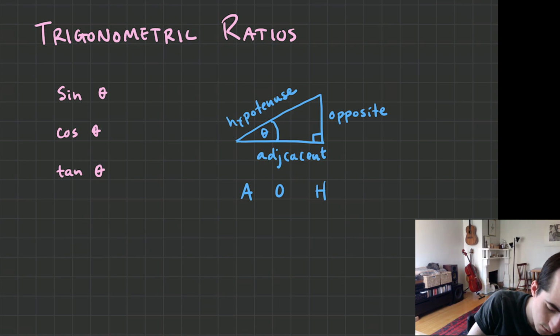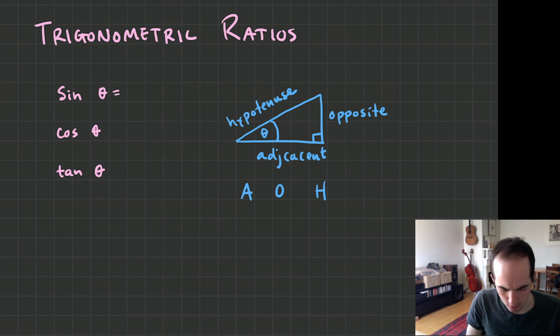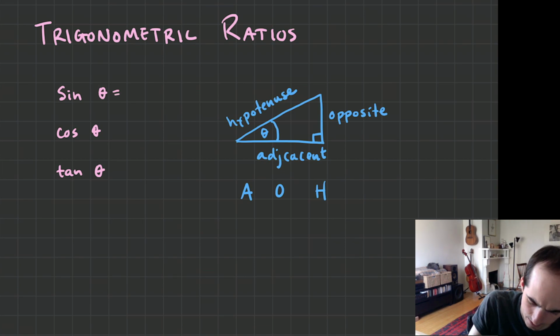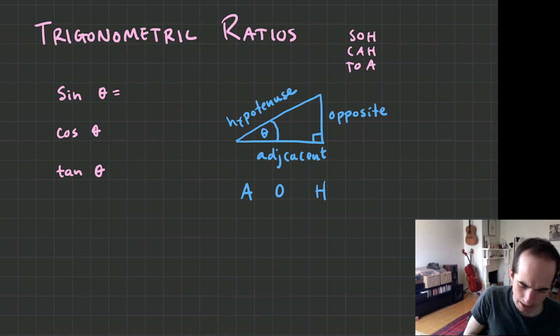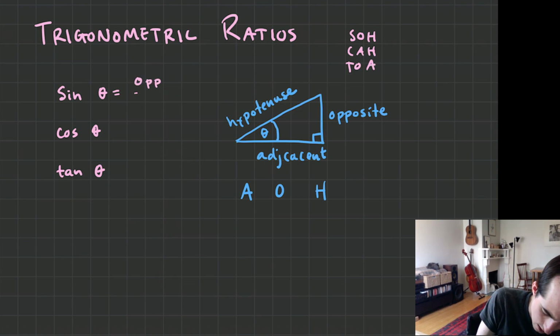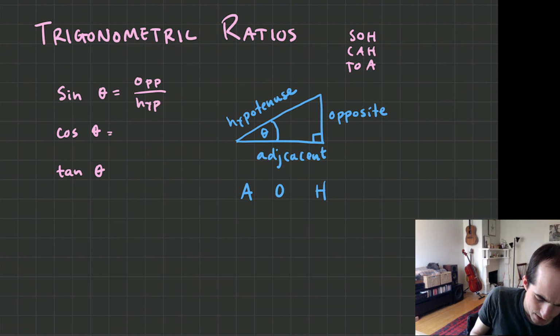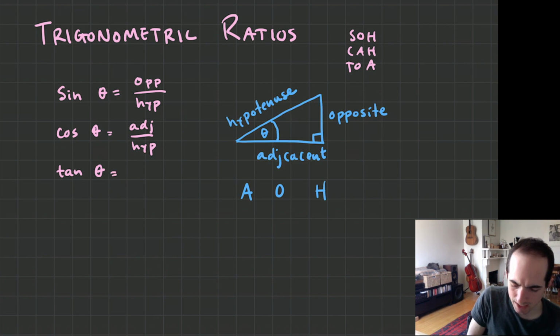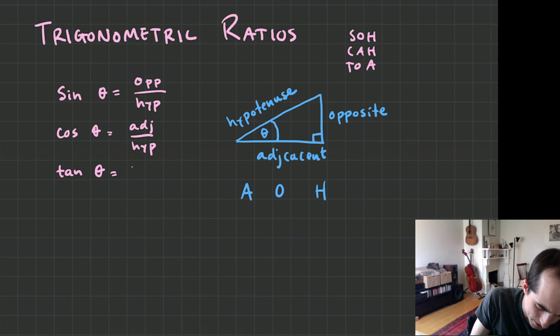Okay, so sine of theta is equal to, well, you may have remembered the old saying SOHCAHTOA. Sine of theta is opposite over hypotenuse. Cos of theta is equal to adjacent over hypotenuse. And tan of theta is equal to opposite over adjacent.